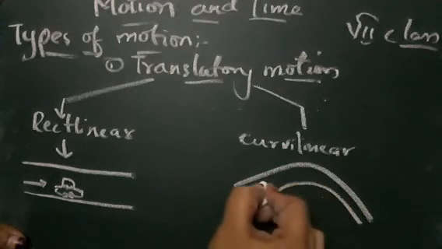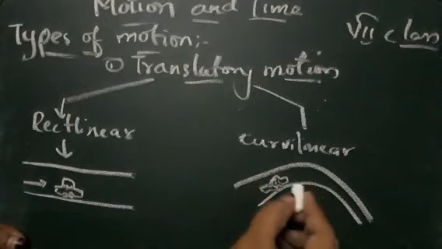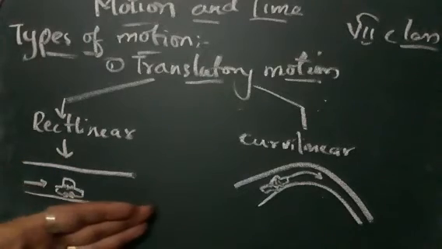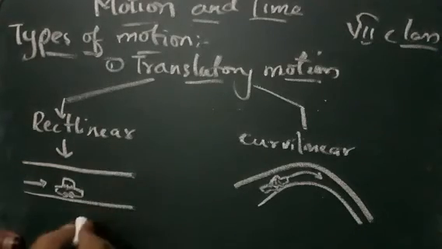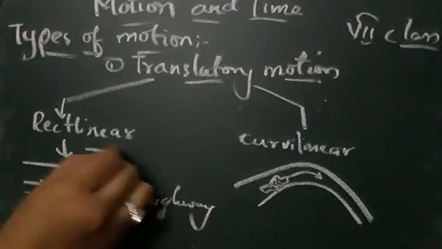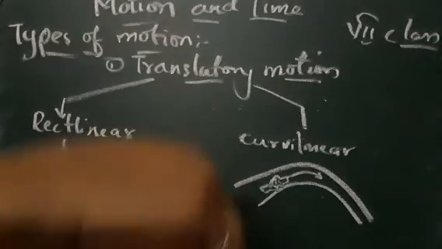Okay, when it is moving, suppose the car is moving along a path like this, then it is said to be a curvilinear motion. Suppose, for example, this is a straight highway road, we are going along the highway, and you say that it is a rectilinear motion.